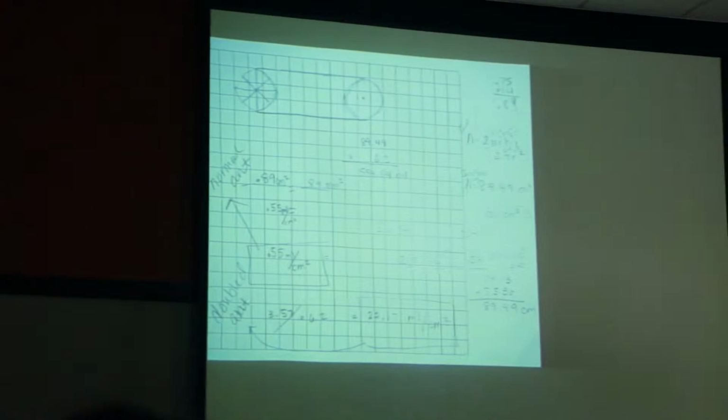Because it doubles on both dimensions. Doubles both dimensions, right? The height and the circumference. Okay.